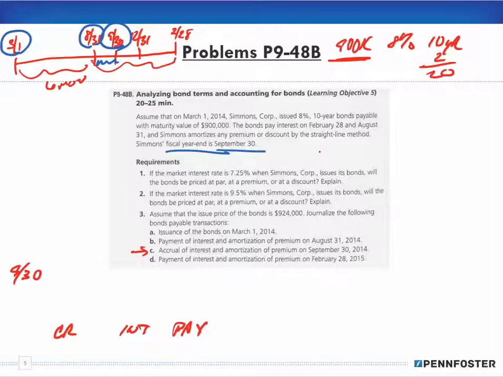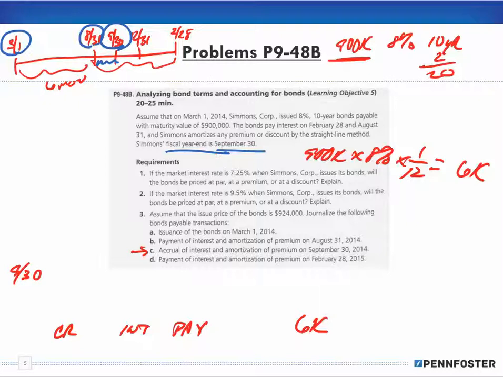We arrive at the figure of 900,000 times the 8%, but now it's for only 1 month out of the 12. And if we do the math, we end up with $6,000. So our interest payable is $6,000.